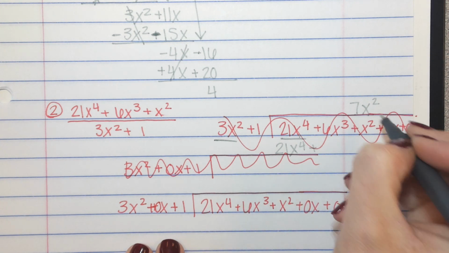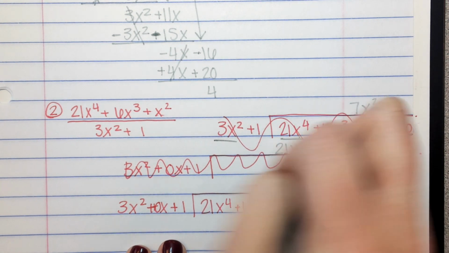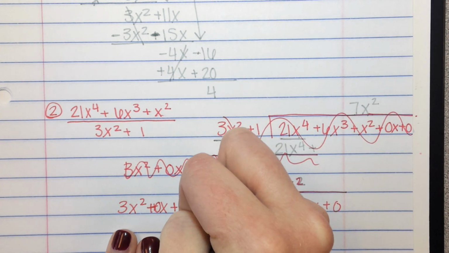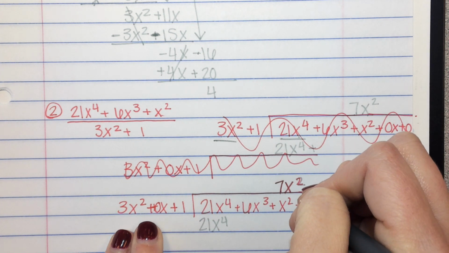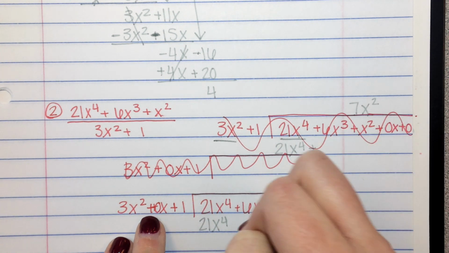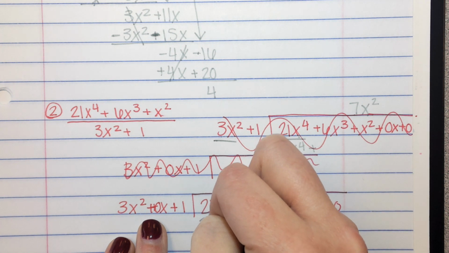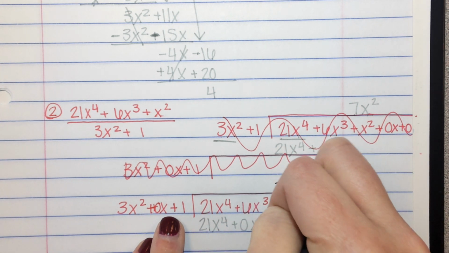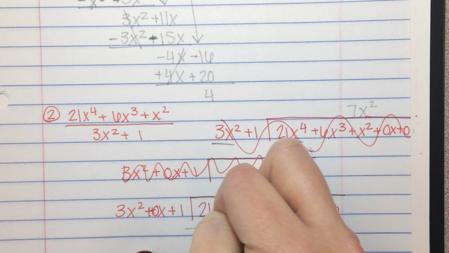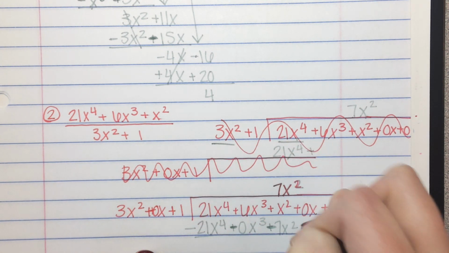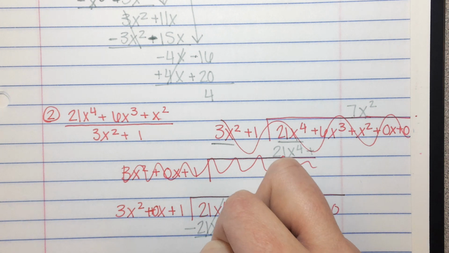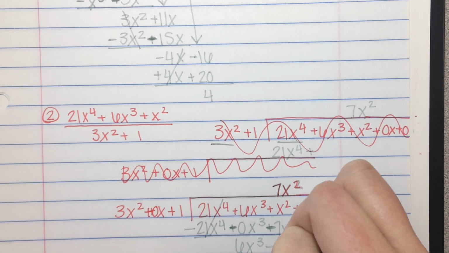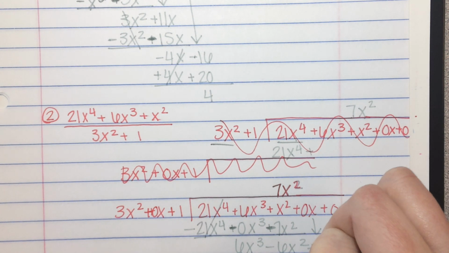So let's go from here. So we had 7x squared, so we can do that again. Oh, let me use this different color. So 7x squared. So that's, we know 21x to the 4th. And then 7x squared times 0x is just 0x cubed. And then 7x squared times 1 is 7x squared. All right, change those signs. All right, those cancel. 6 minus 0 is just 6x cubed. X squared minus 7x squared is negative 6x squared. We bring down our 0x term.